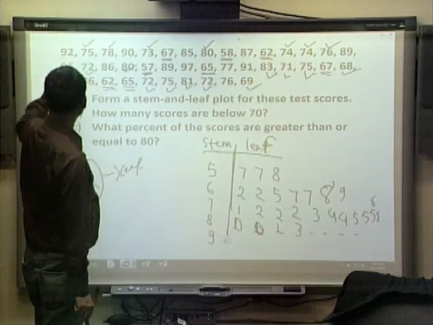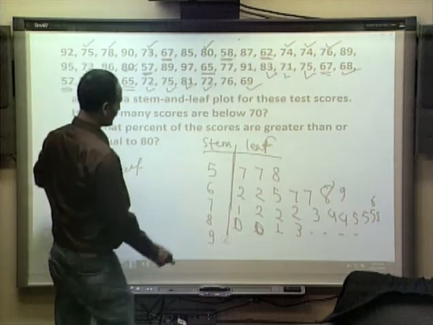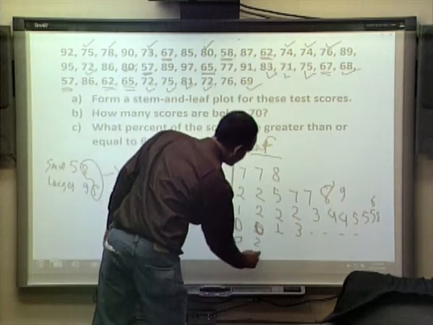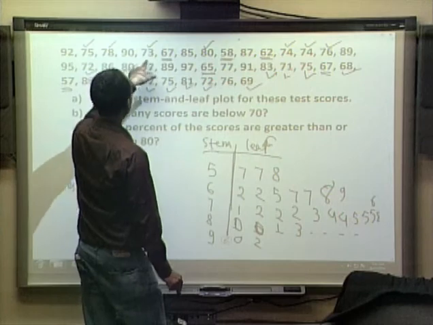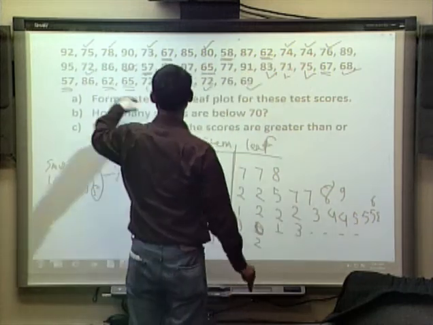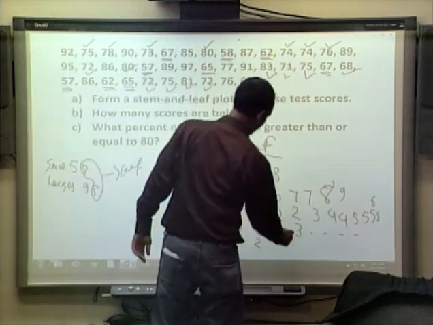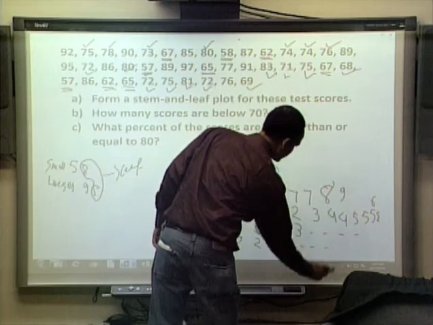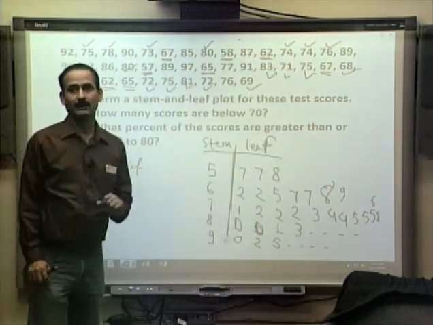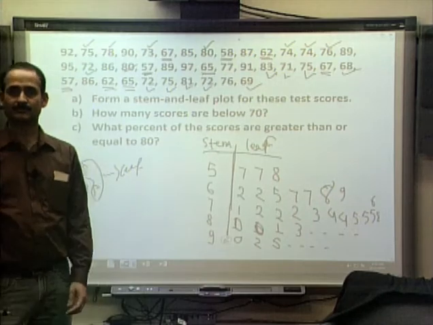And in the 90s, there is a 90, there is a 92. So 0, here is a 2. And where else? 95. I don't know how many. So we fill this in. This is called stem and leaf plot.